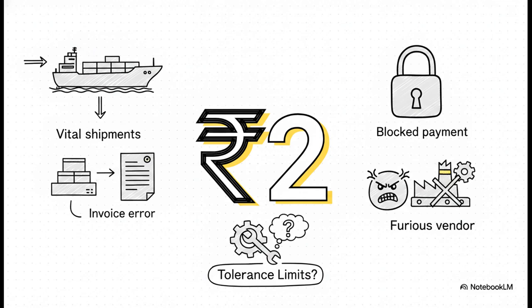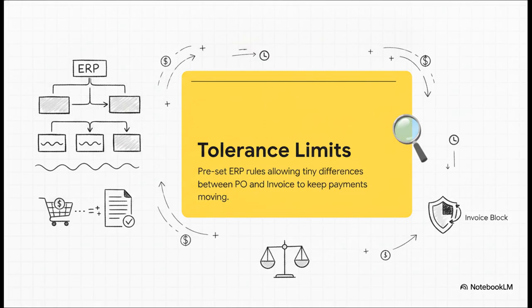The culprit for all this chaos? Well, the finance team just simply forgot to configure tolerance limits. So what exactly are tolerance limits? Think of them as preset mathematical rules built right into your ERP system. They automatically allow for tiny, totally acceptable differences between the original purchase order and the final invoice. Things like minor tax rounding or small freight shifts. It's basically a buffer so that your payments don't just get stuck in endless bureaucratic red tape.